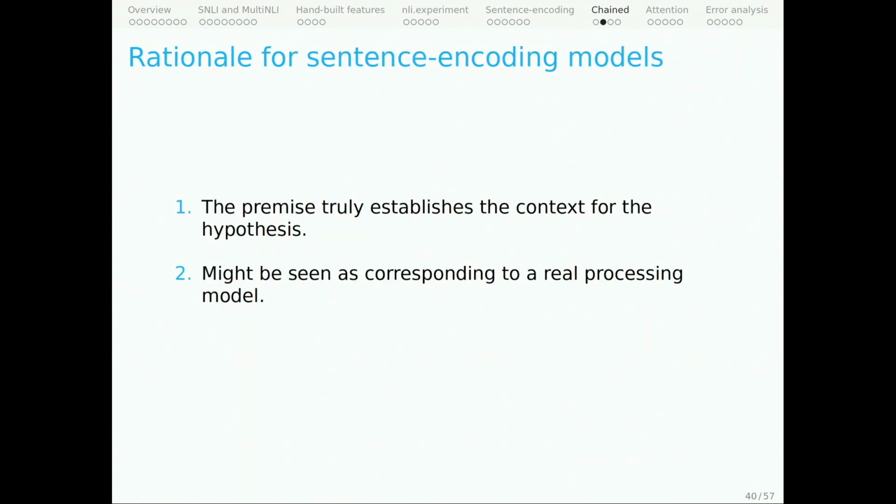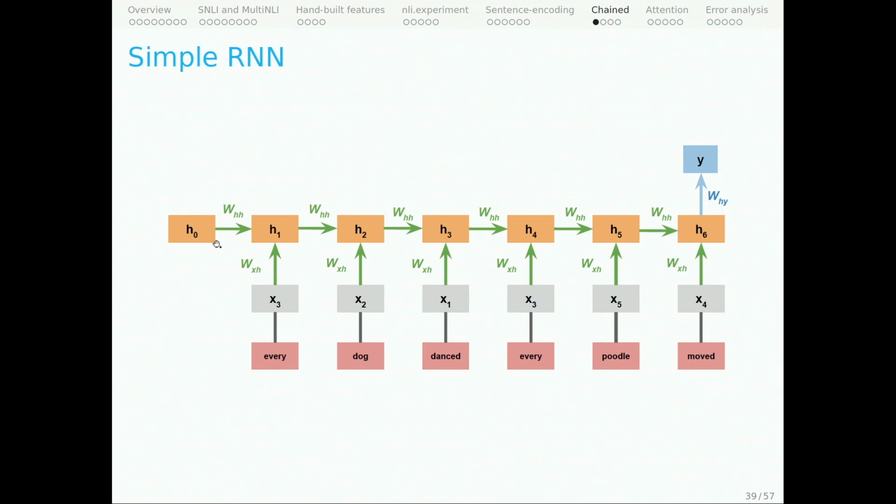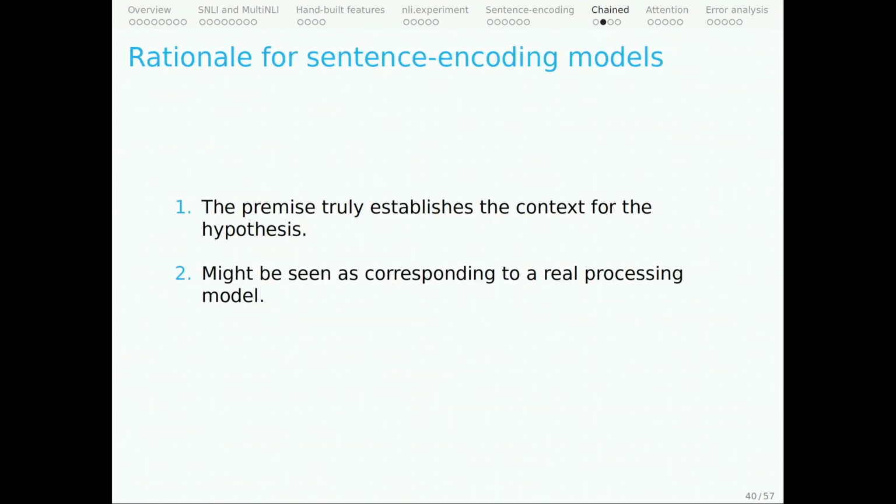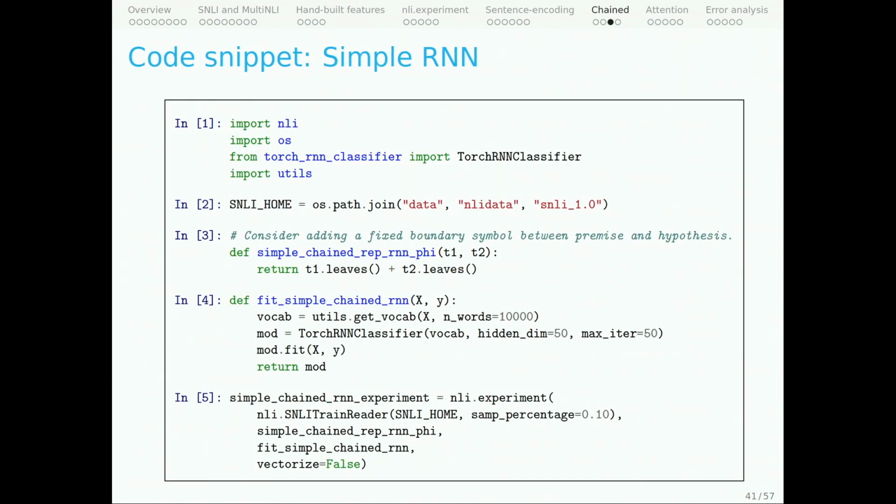The rationale for this would be that the premise really and truly establishes the context for the hypothesis, as though a human reader has gone through and read them and then made a decision about the blurred together example pair. Maybe that corresponds to some real processing metaphor. Then there's the throwaway here: you don't have to do anything except define a new feature function, which just concatenates the leaves of the two trees. Everything else is code that's already in the course repo, and you can run your experiments in the usual way.